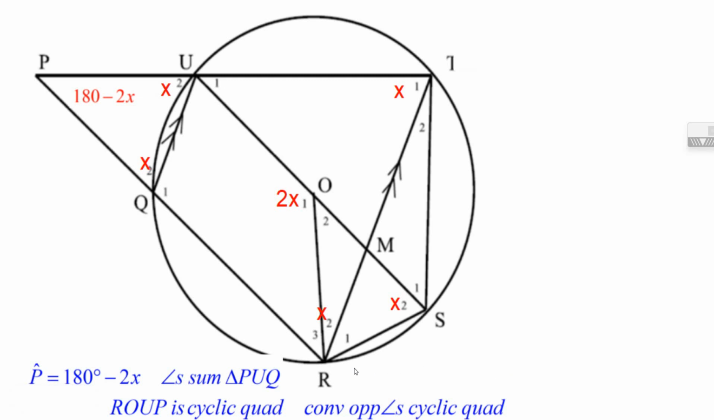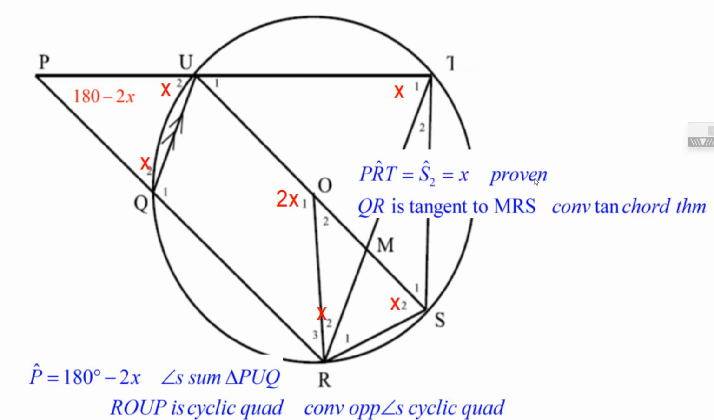Okay, the last question is, can you prove that QR is a tangent line? Well, hey, QRP there, whatever T, that is equal to the angle x, and S2 is equal to x. Well, that means you could put a circle around there, and the angle between the tangent and the chord would equal the angle in the alternate segment. So, PRT equals S2. We proved that before. They're equal to x. Therefore, QR is tangent to the circle through R, S. And it's the converse of the tan chord theorem.